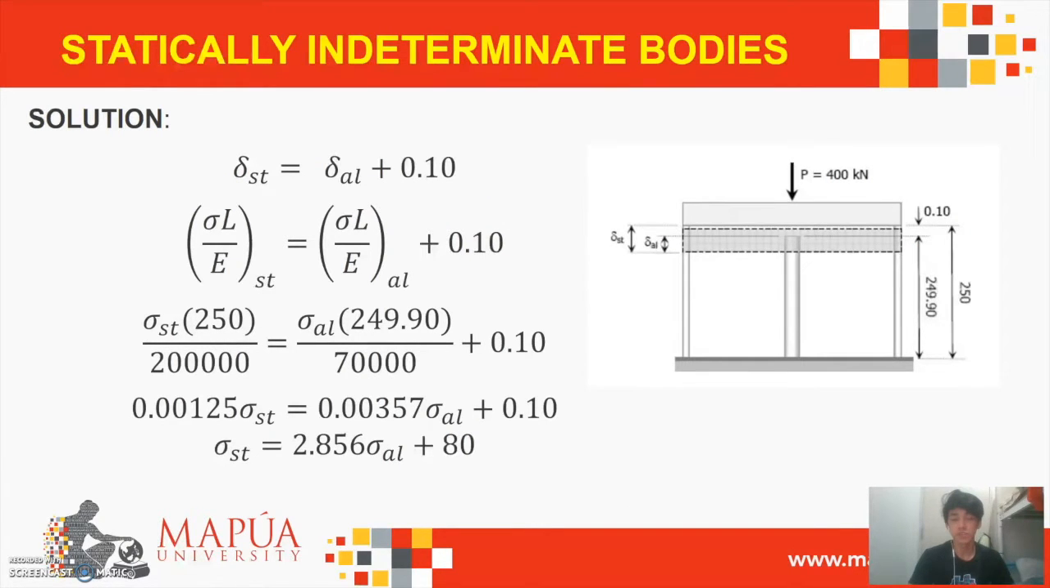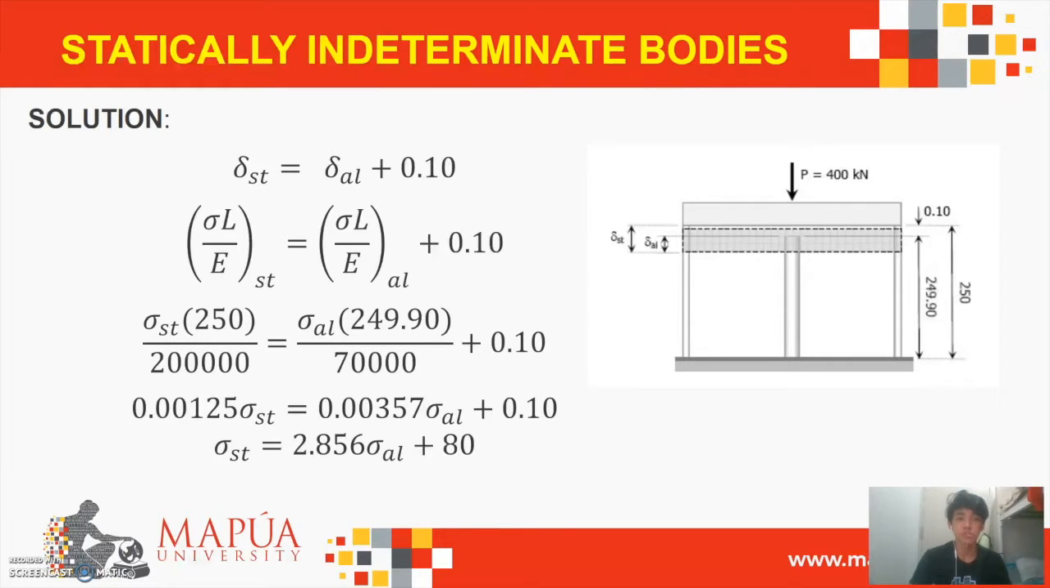Part of the solution for this problem would be the actual deformation of each bar. As we can see, the length of the steel bars is not equal to the length of the aluminum bar. They have a length difference of 0.10. Thus, that difference would affect the actual deformation of our bars. For this case, the actual deformation for the steel is equal to the actual deformation of aluminum plus 0.10. Actual deformation is also equal to the stress times the length over the modulus of elasticity.